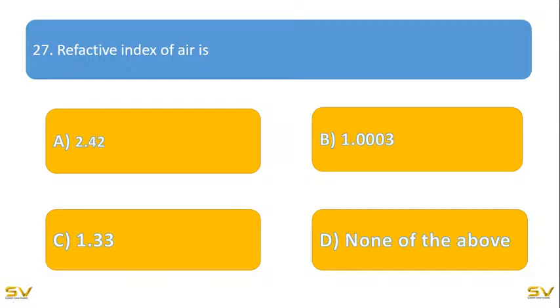Yes, right. Now I'm revealing the answer. Yes, your guess B is right. So it's correct. Option B, 1.0003, because diamond is 2.42, water is 1.33, and none of the above. And which is left there? B, 1.0003. So your answer 1.0003 is right. So the refractive index of air is 1.0003. Yes, very good. Congratulations.